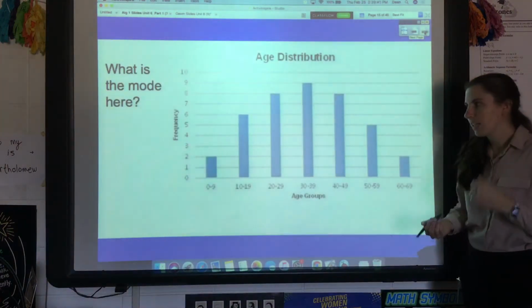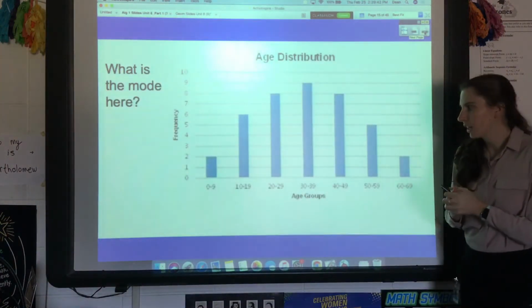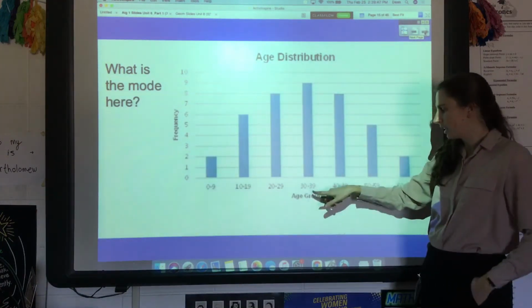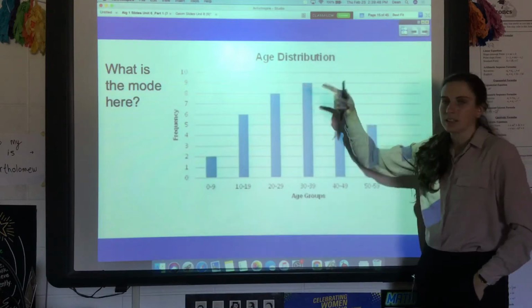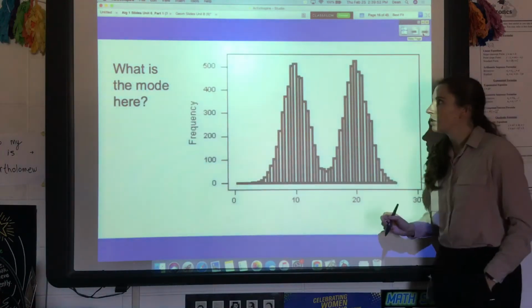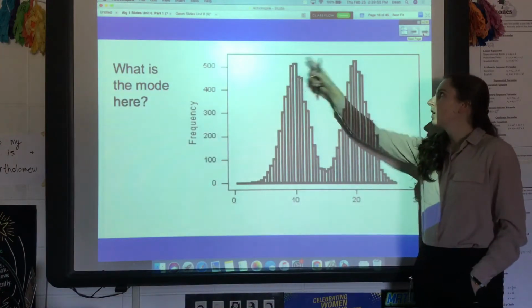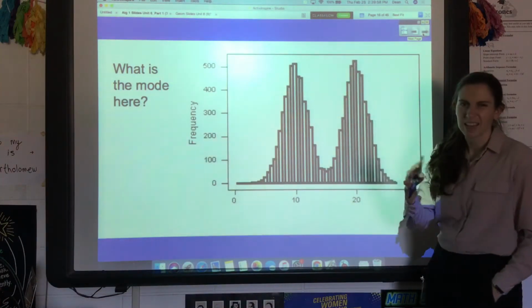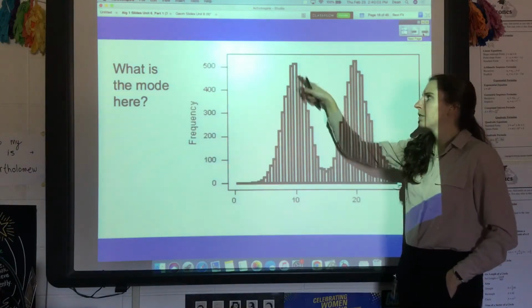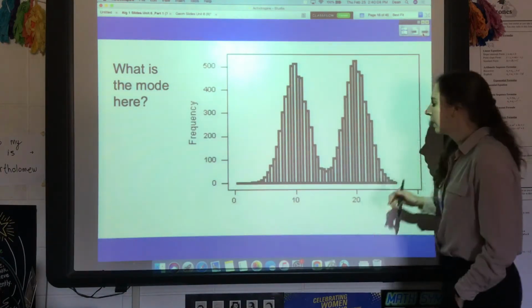All right, so let's talk about the next one. To start off with, the mode of this data distribution is 39. It's the mode, it's the most often. This one has two modes, here and here. They may not be exactly the same, but they're both kind of mode-like. They're both kind of the highest point.